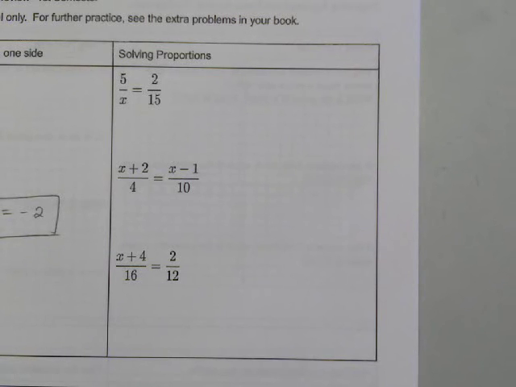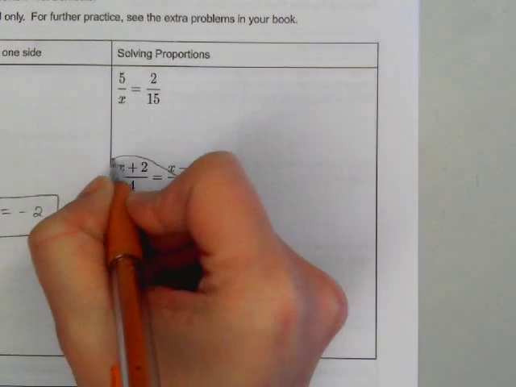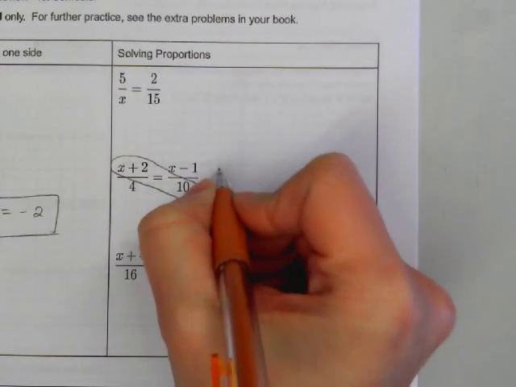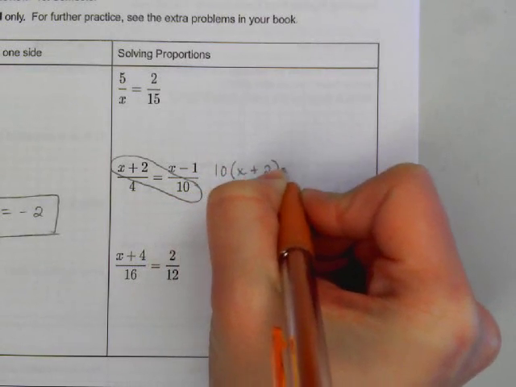So we multiply the 10 by the x plus 2. So 10 and then parentheses x plus 2 equals 4 times x minus 1. Now it's just an equation to solve. So what do I do? I distribute. 10x plus what?